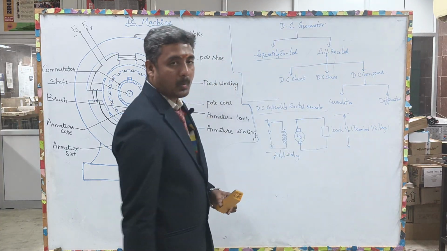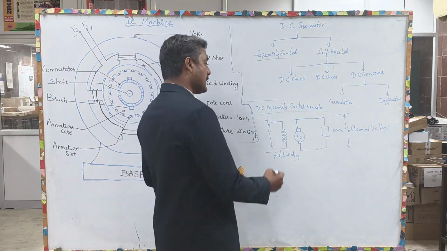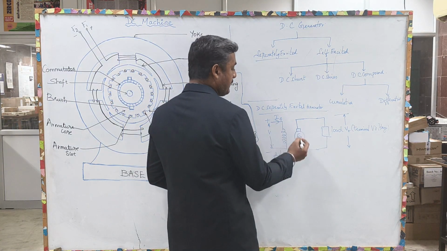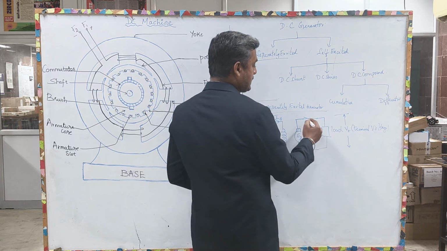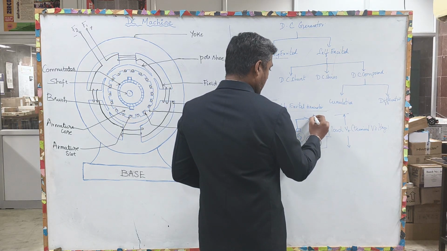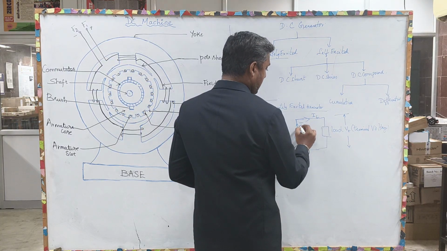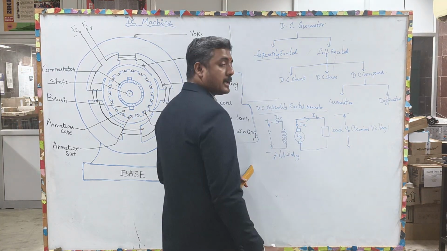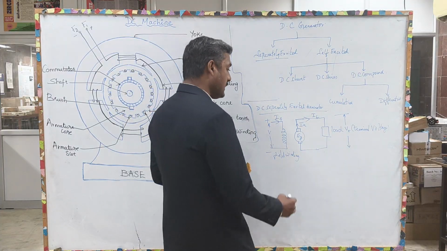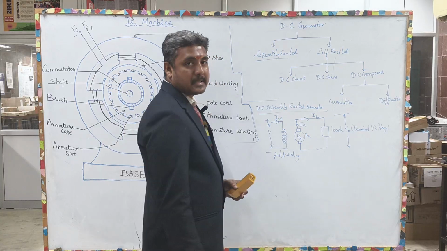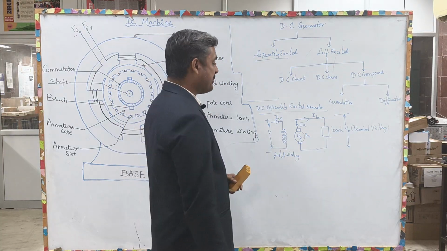The current flowing in the field winding is taken as IF, the current in the load is taken as IL, the current from the generator is taken as armature current IA, and armature resistance RA is present.